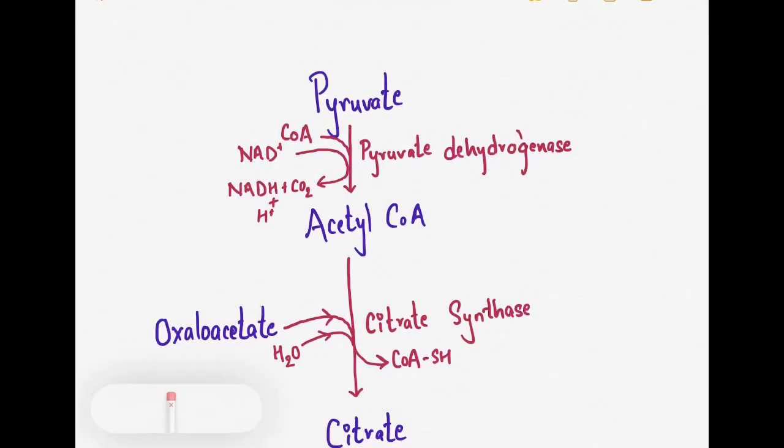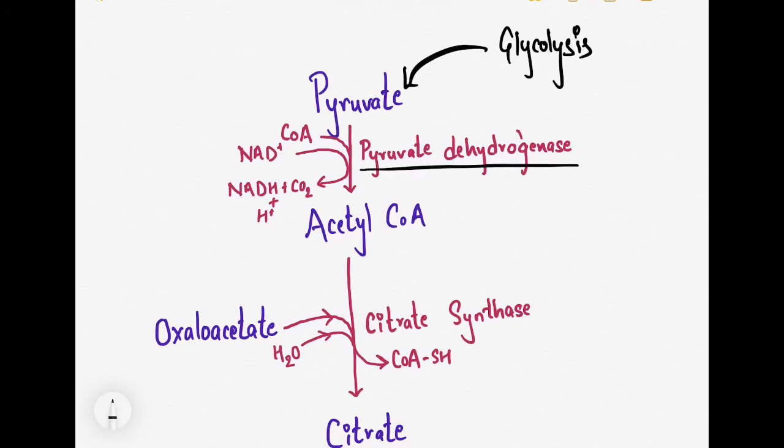Moving on to the reactions of TCA cycle. The first step is the connecting link between glycolysis and TCA cycle. Because we get pyruvate from glycolysis, the reaction is catalyzed by pyruvate dehydrogenase. Here, pyruvate undergoes oxidative decarboxylation reaction to yield acetyl group, where NAD is reduced to NADH along with the release of CO2.